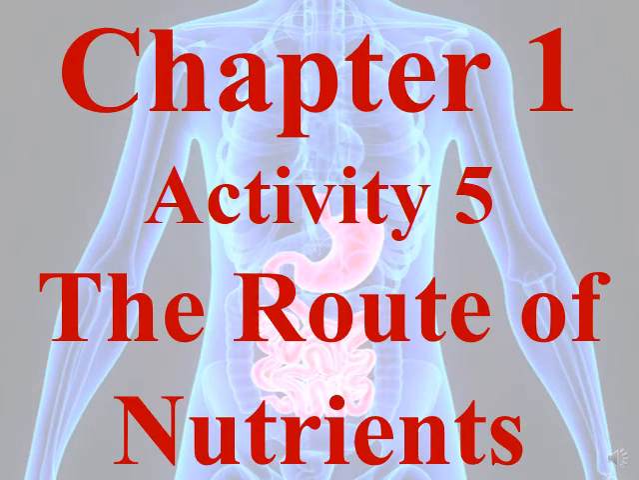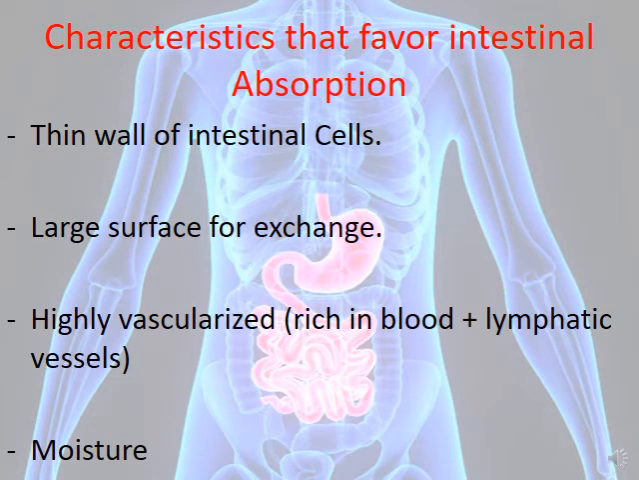So, activity 5 for chapter 1, the route of nutrients. You have to know the characteristics that favor the intestinal absorption, the absorption at the level of the intestine. We have a thin wall of intestinal cells. The intestinal cells form a thin wall, and a large surface for the exchange. That's why it makes a good place for intestinal absorption. Highly vascularized, meaning rich in blood vessels and lymphatic vessels. And moisture. These four characteristics, you have to know them.